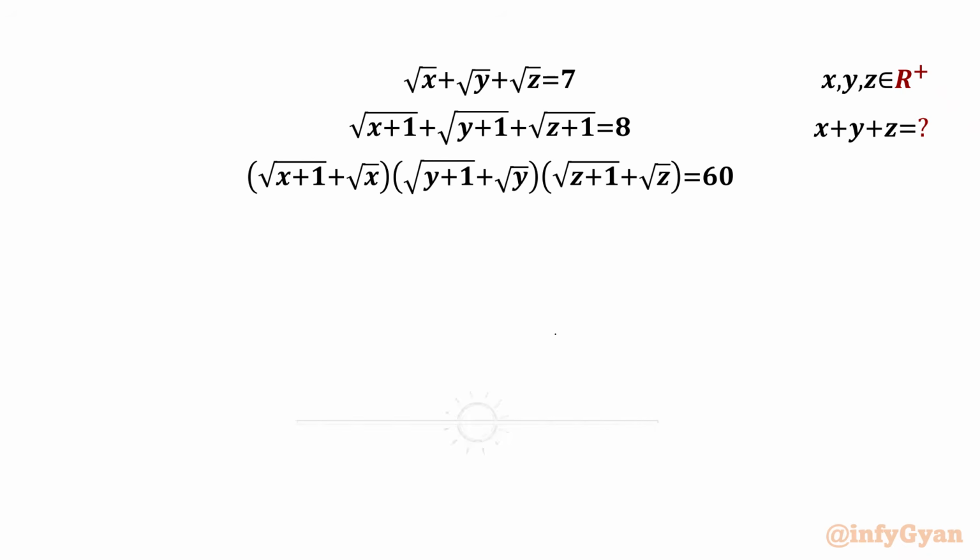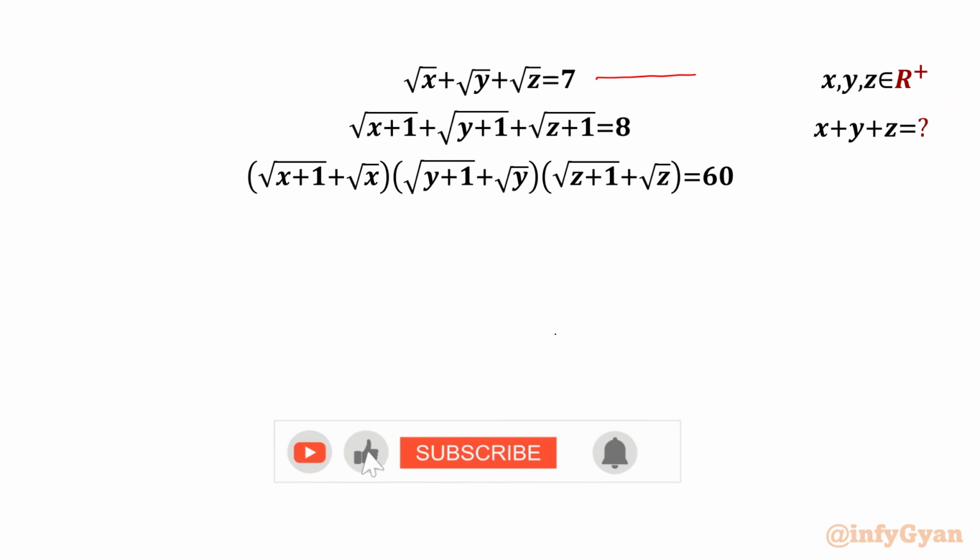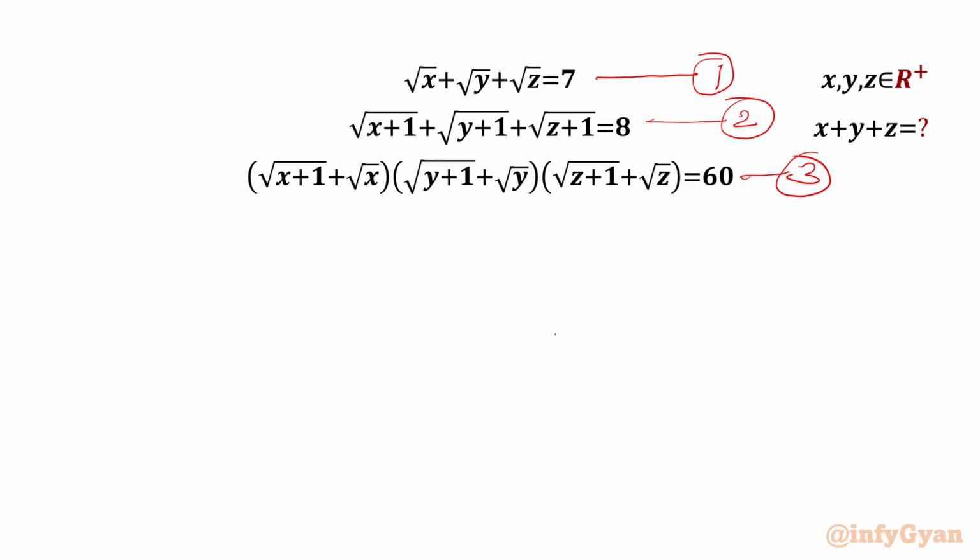So let's get started straight away writing equation numbers 1, 2 and 3. We have to find x plus y plus z given that x, y, z are positive reals. Here we have square root x plus 1 plus square root x, square root y plus 1 plus square root y, square root z plus 1 plus square root z. So we will add these two equations.